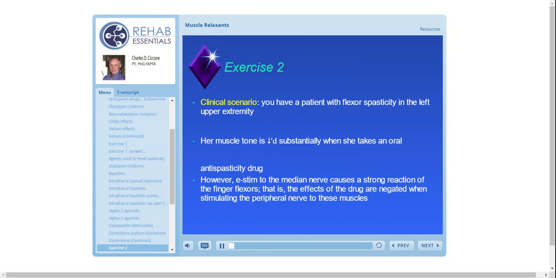And press pause and read this slide before proceeding to the next one for the answer.